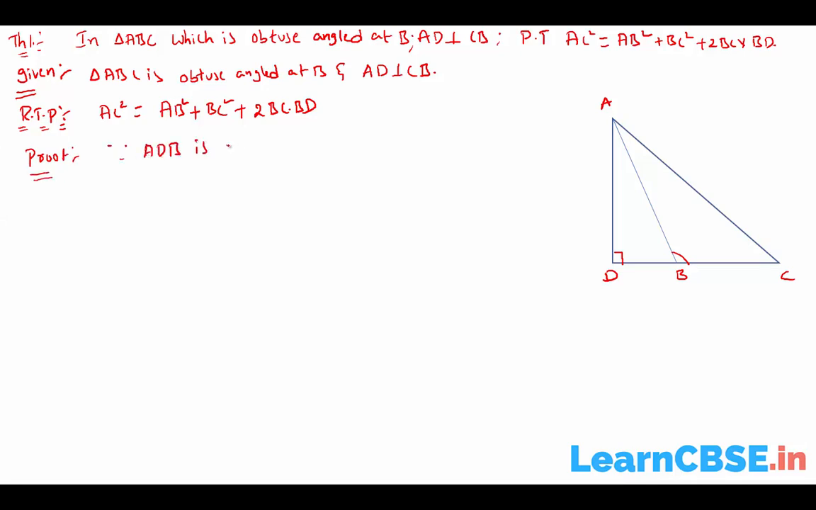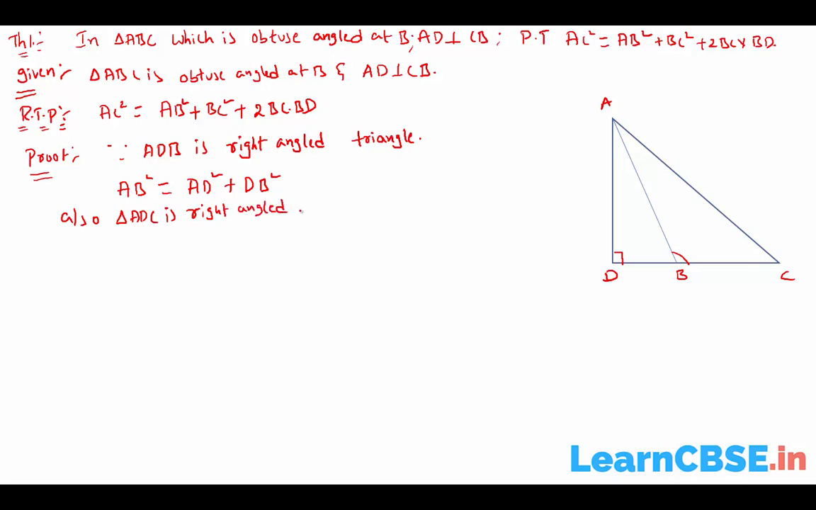Since ADB is right angle triangle, AB square is equals to, where AB is hypotenuse, you can write AB square equals to AD square plus DB square. Also, triangle ADC is right angle triangle with AC as hypotenuse, I can write AC square equals to AD square plus DC square. Now elaborate this. AC square equals to AD square plus, in the place of DC I can write DB plus BC.